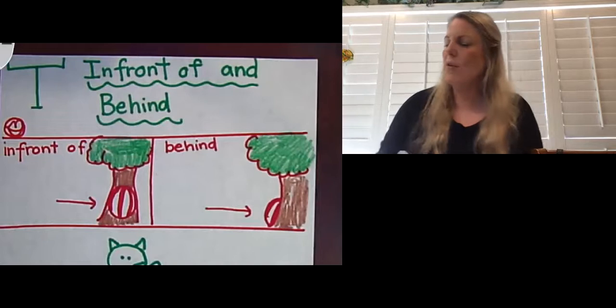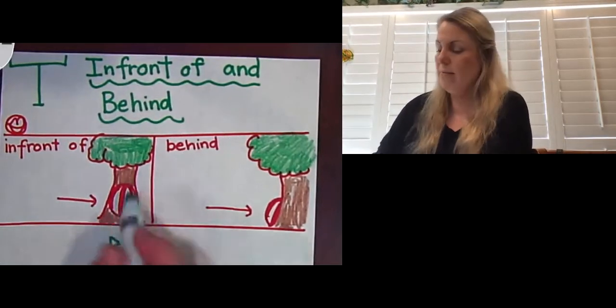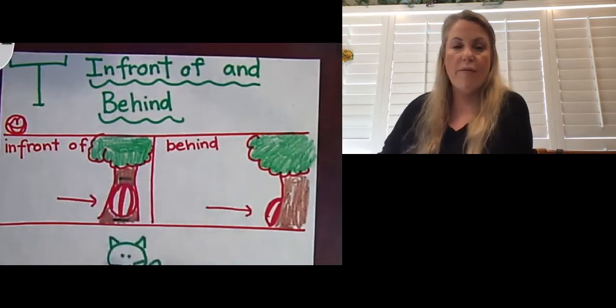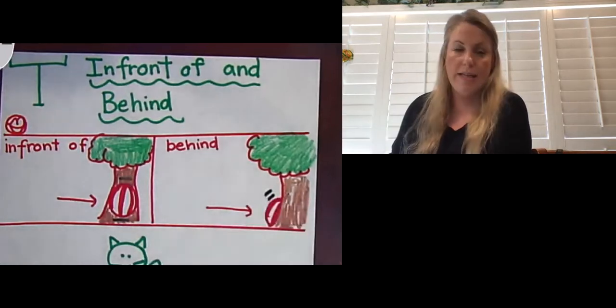So let's look at our first picture. In our first picture, we have a tree. If we look at the tree, the ball is in front of the tree. And when we look at the second picture, look, it's hiding. It is behind the tree.